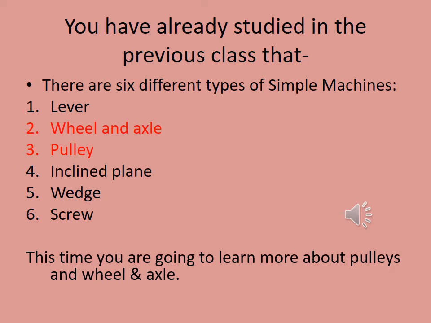You have already studied in the previous class that there are 6 different types of simple machines. Number 1 lever, number 2 wheel and axle, number 3 pulley, number 4 inclined plane, number 5 wedge, number 6 screw. This time you are going to learn more about pulleys and wheel and axle.